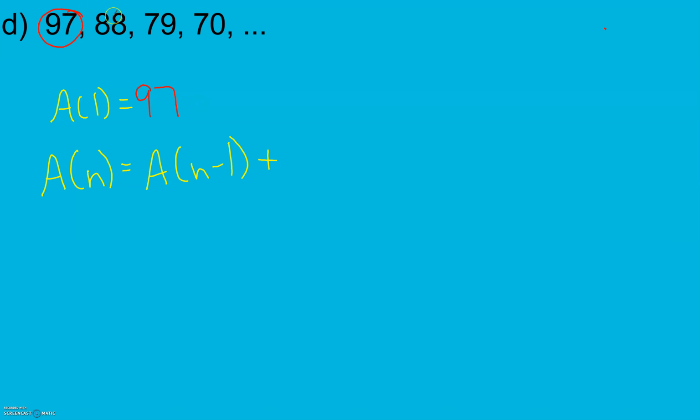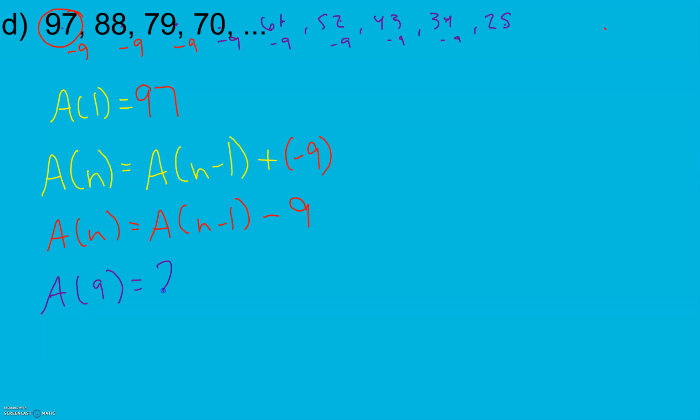My common difference here, each time it looks like I go down 9. I subtract 9. So my common difference is actually a negative 9. We wouldn't need both signs here. We could write this as a of n equals a of n minus 1 minus 9 if we wanted as well. Since we go down, our number gets smaller, it's negative. So there is our recursive formula. We need to find our 9th term, so I'm going to keep subtracting 9 until I get to my 9th term. So the amount of my 9th term is going to be 25.